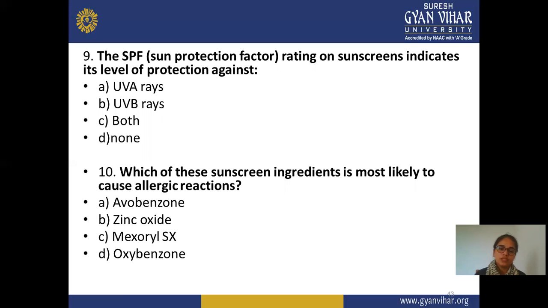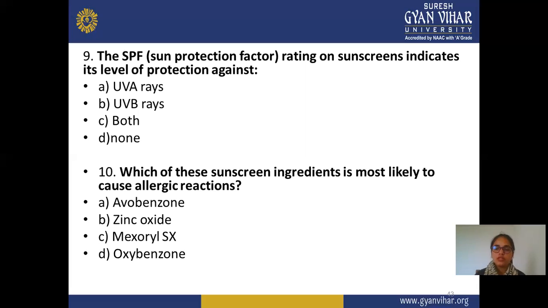Last one, the 10th question: which sunscreen ingredient is most likely to cause an allergic reaction? These are some examples of ingredients used in sunscreen. You have already seen all these examples. According to this, you can select the one correct option which causes more allergic reaction or more problems. The options are: A is avobenzone, B is zinc oxide, C is PABA, and D is oxybenzone. These are the four options. Out of these four options, you can easily select the one correct option which has a more allergic reaction or more severe adverse effect.